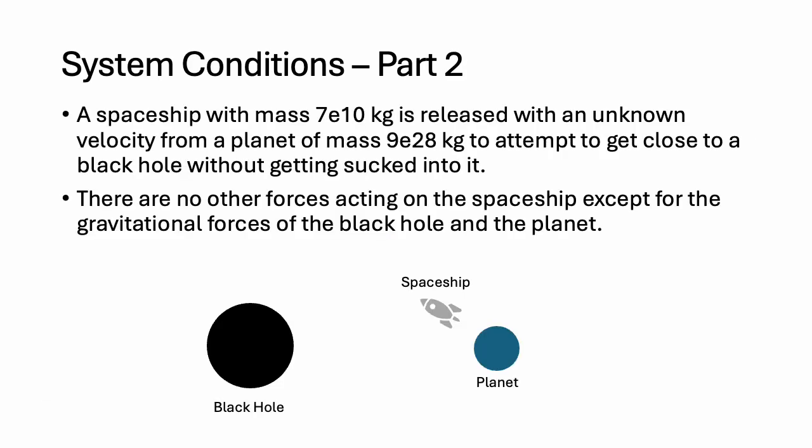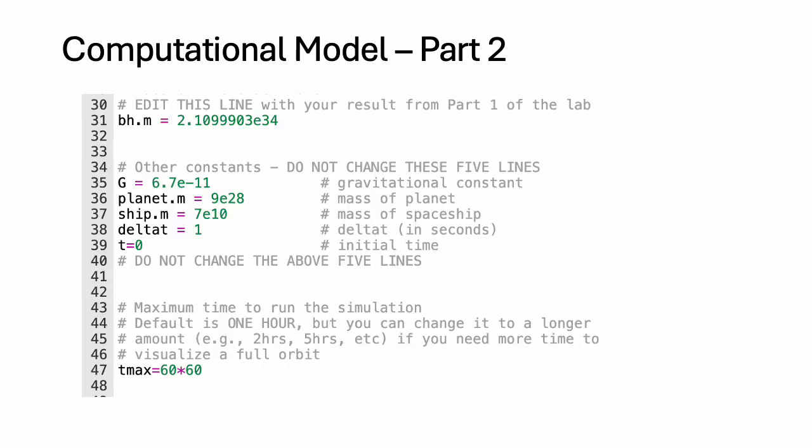For Part 2 of this lab, a spaceship with known mass is released with an unknown velocity from a planet with known mass to attempt to get close to a black hole without getting sucked into it. There are no other forces acting on the spaceship except for the gravitational forces of the black hole and the planet. For the computational model for Part 2, I inputted the initial conditions, showing the mass of the black hole, the gravitational constant, the mass of the planet, and the mass of the ship.